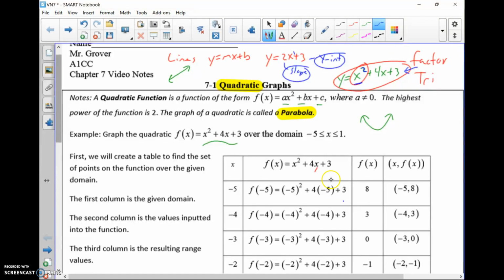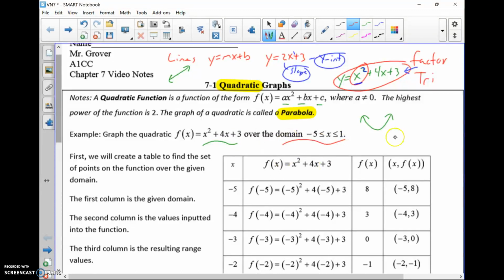Well, for slope and y-intercept, you can kind of see it. For a quadratic, it's not quite that simple. You really want to have a table of values when you're graphing a quadratic. So the example here is asking us to graph the quadratic over the domain. Remember, domain is an important word for us. It talks about the x values, and so it's giving us a specific domain.